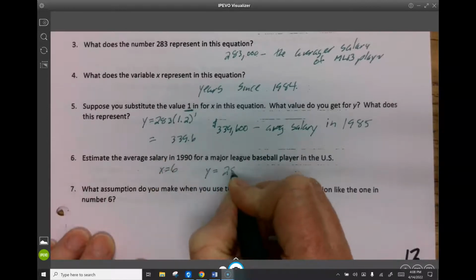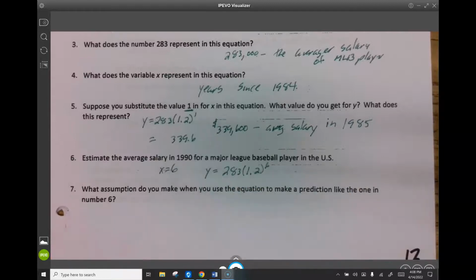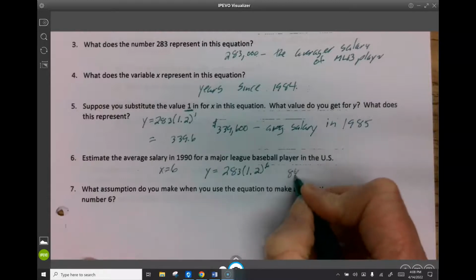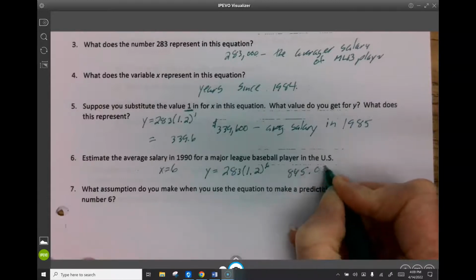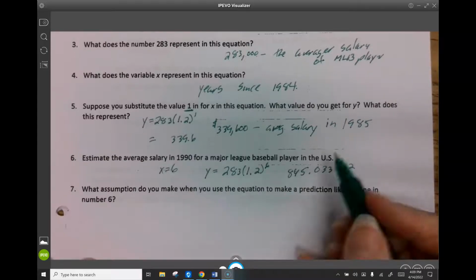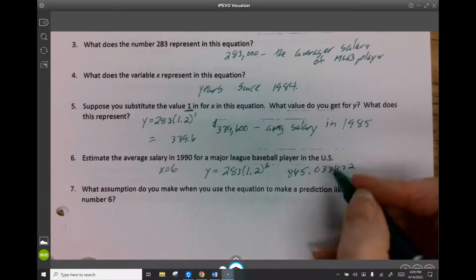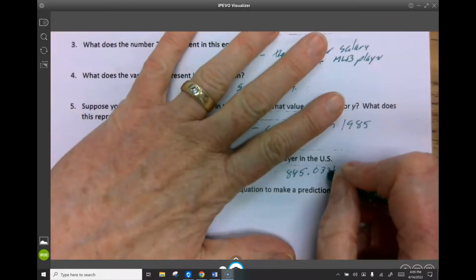Y is equal to 283 times 1.2 to the 6th power. Take out your calculator. 1.2 to the 6th power times 283, and we get 845.0334 and so on. Okay, but we're going to do it in dollars and cents, and we're going to round it. So I should put that dot right there.